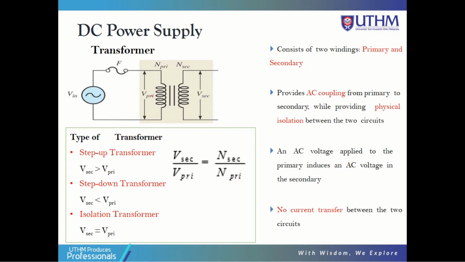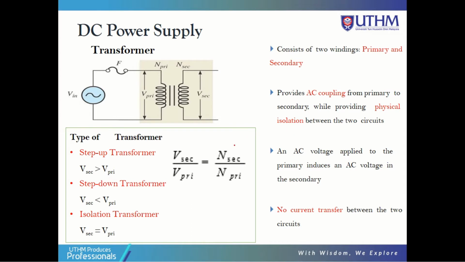Okay, this one is a transformer, primary winding and secondary winding. Okay, as we know, we have three types of transformer. Step up transformer, V secondary must be greater than V primary. Step down transformer, V secondary must be lower than V primary. And isolation transformer, V secondary sama dengan V primary. It just isolate the two circuit.